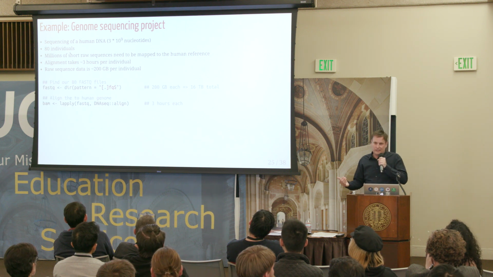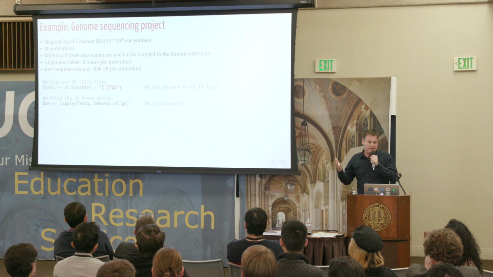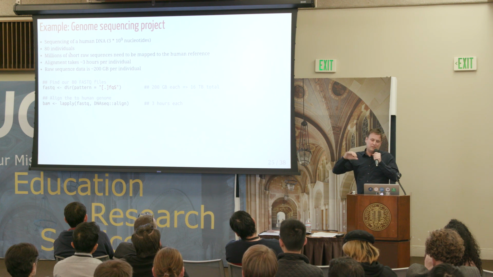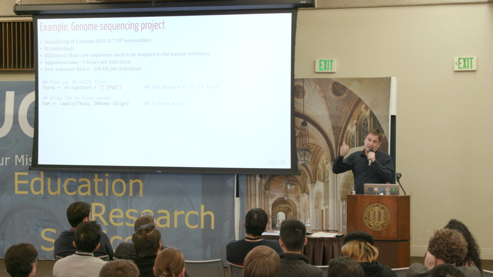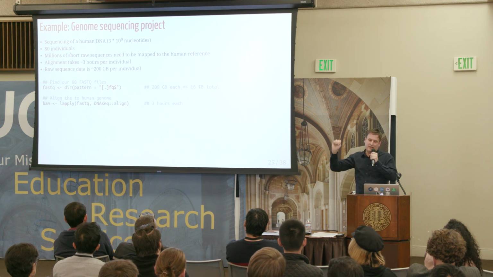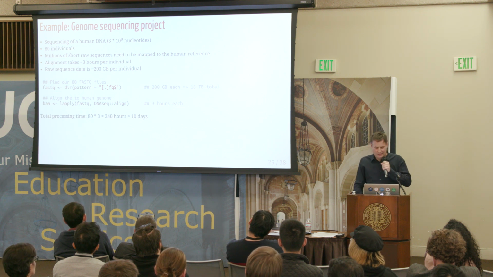If you did this in R with an lapply, this is the outline of what that function would be. The data sits in files, so you get the names of the 80 files, and then you call a special function in the DNA-seq package called align, and it will step through them one by one. So 3 hours each will be a good 10 days of processing here.